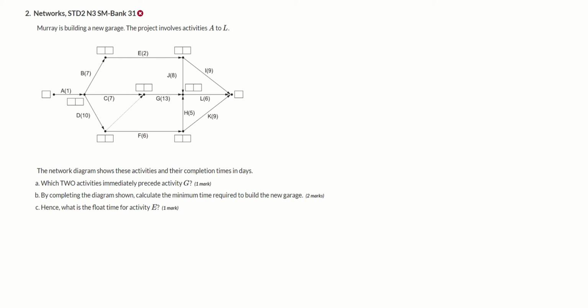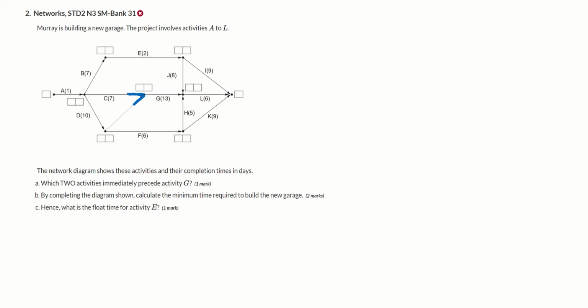Okay, so we've got Murray's building a new garage, and here's all the activities from A to L. So the network shows the activities and completion time in days. Which two activities immediately precede G? So we find G, and then it's the two activities that immediately precede it.